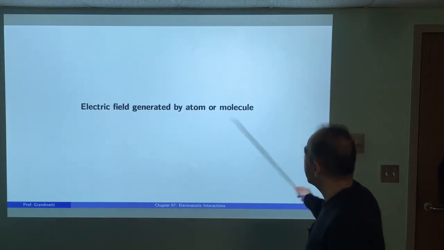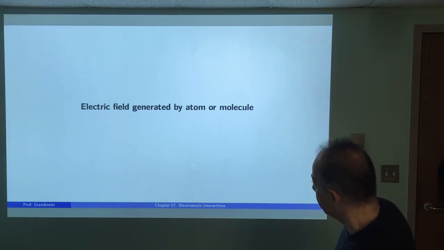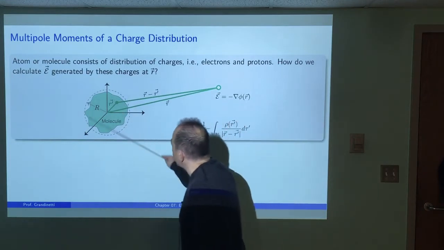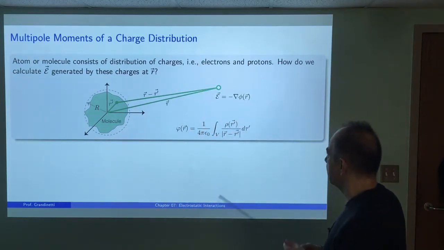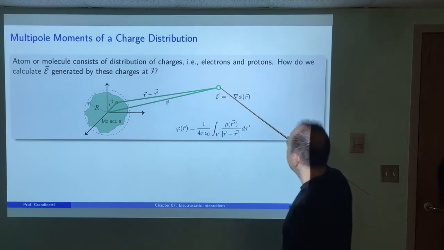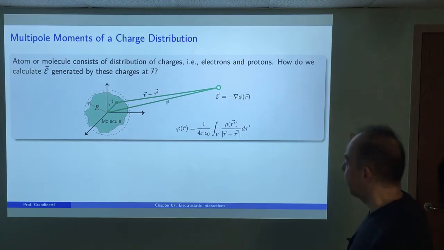All right, now let's look at the electric field generated by an atom or a molecule. Okay, so we'll start here. We're going to take our molecule, some sort of continuous distribution of charge density, positive and negative charges all together, and we're going to calculate the electric field vector at this point in space. More generally, we're going to calculate the scalar potential at this point in space, and then from that scalar potential we'll calculate the electric field vector there.